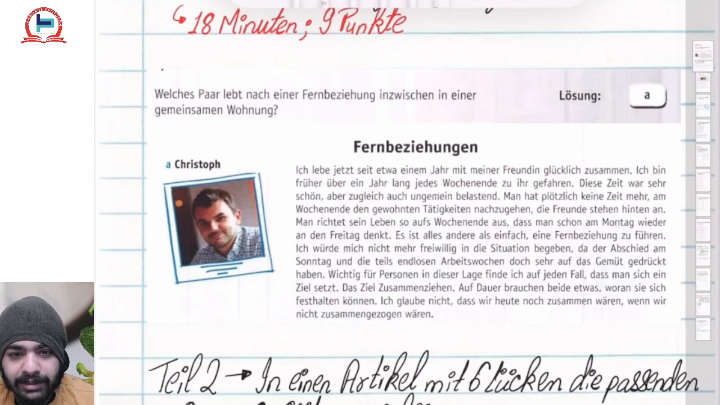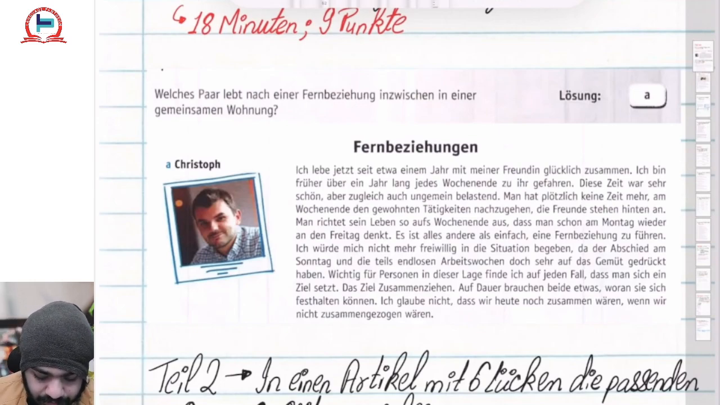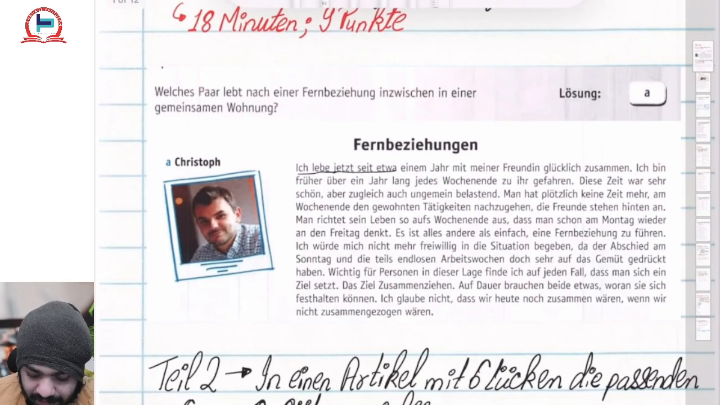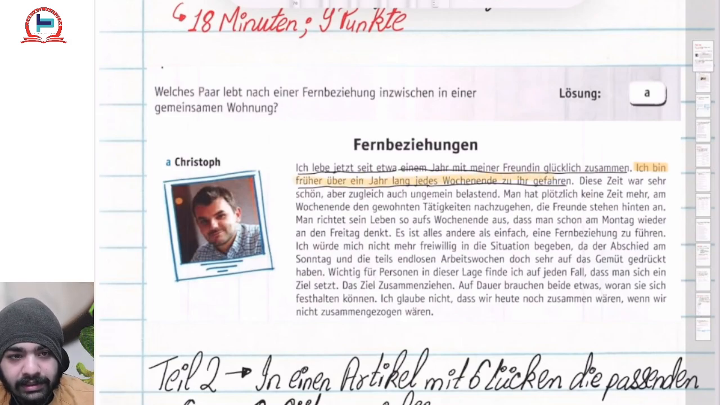Now let's see what justifies that A is the answer for this. So he says, ich lebe jetzt seit etwa einem Jahr mit einer Freundin glücklich zusammen. Ich bin früher über ein Jahr lang jedes Wochenende zu ihr gefahren. So this line, that earlier every weekend he used to drive to her, tells that earlier they used to have a long distance relationship. And now he says jetzt, which is now, and inzwischen, meanwhile, is also a word which tells us about the present situation.